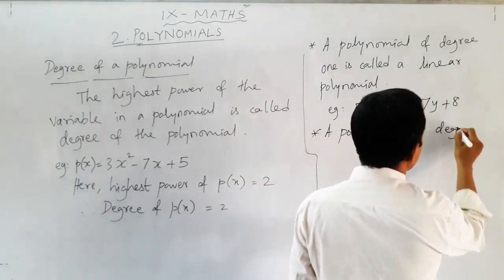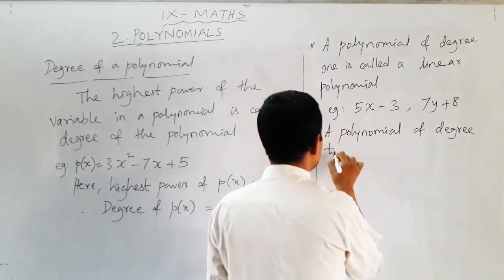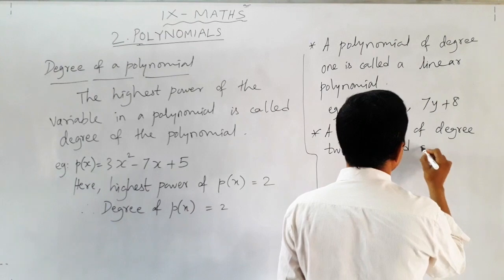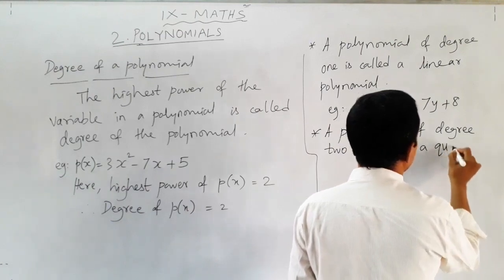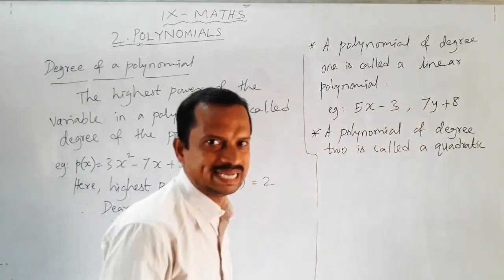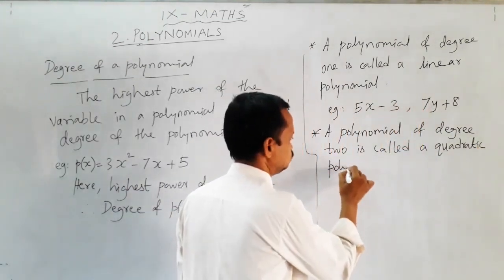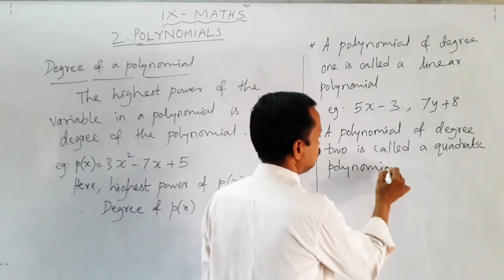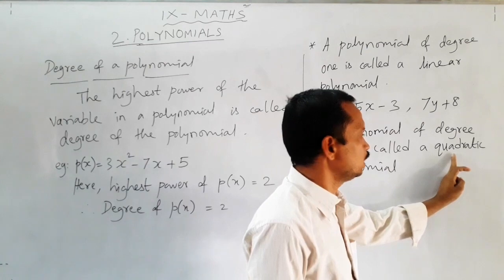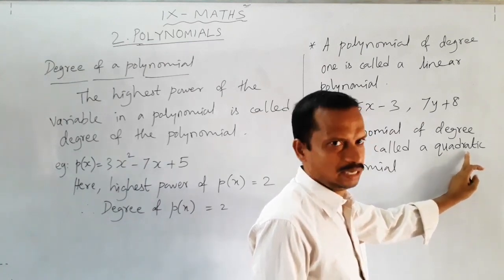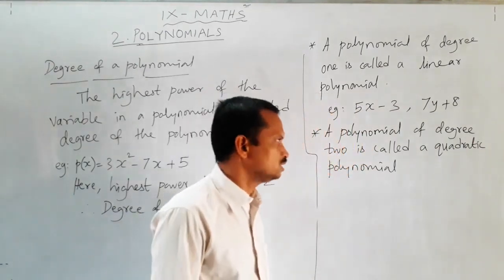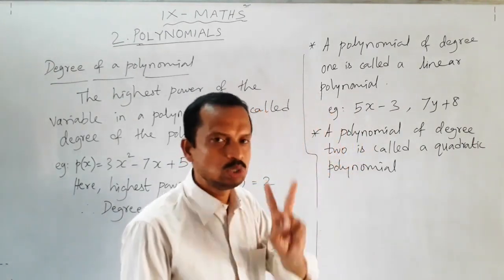And a polynomial of degree 2 is called a quadratic polynomial. The word quadratic, how to spell it? Look here, quadratic, Q-U-A-D-R-A-T-I-C, quadratic. Okay, quadratic polynomial means a polynomial of degree 2.